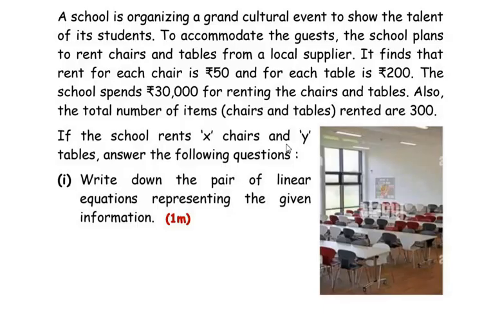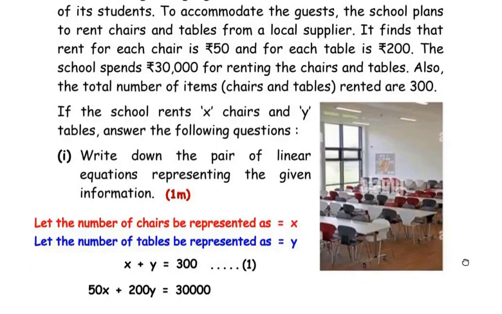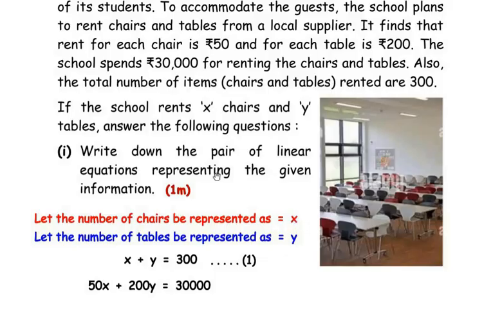Now we do not know how many chairs they have taken and we do not know how many tables they have taken. So here another piece of information given is the school rents X chairs and Y tables. So we do not know at this time how many chairs and tables the school has taken. So the first question is, based on the given information, we have to create a pair of linear equations. So let us begin by writing the given data first. Let the number of chairs be represented as X, as it is given in the question, and let the number of tables be represented as Y.